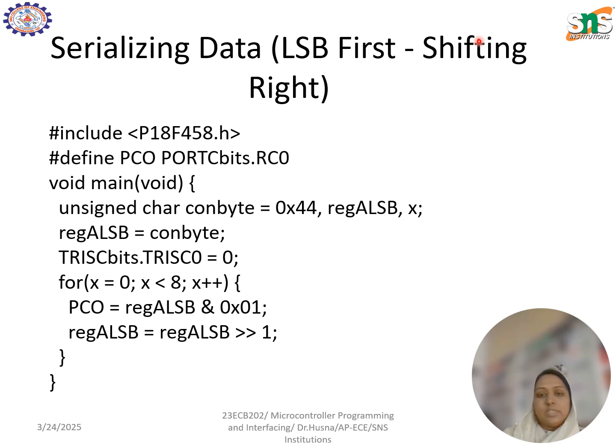First, we have to initialize the data. I have used the const byte to initialize the data, and we use the TRIS register, that is TRISC0, to configure RC0 as an output bit. Then I have kept a loop. The loop iterates 8 times, sending the LSB by shifting the bits to the right. This method is very useful for interfacing the data formats.